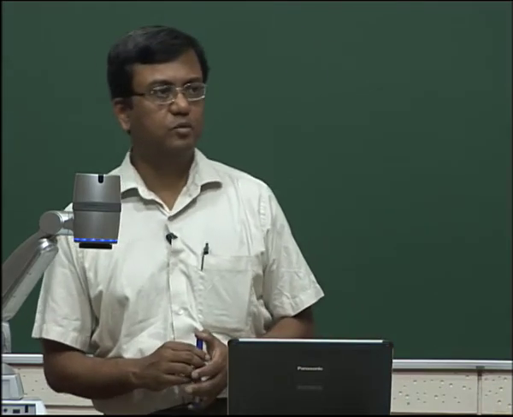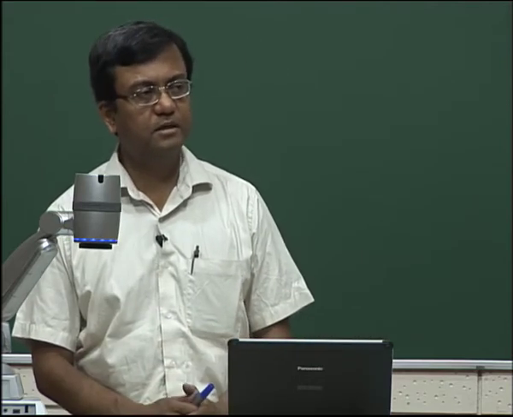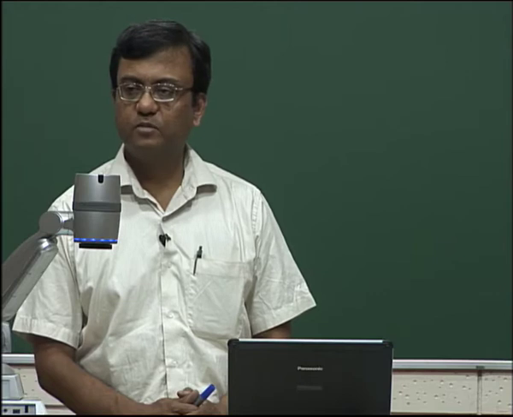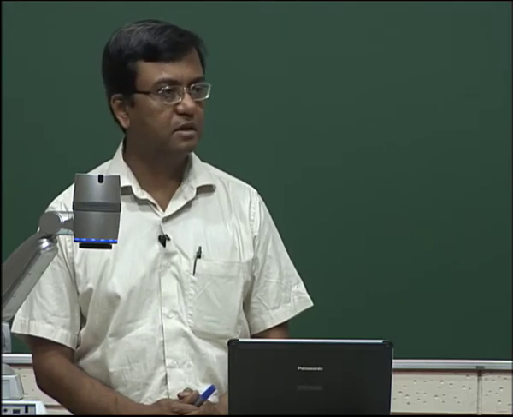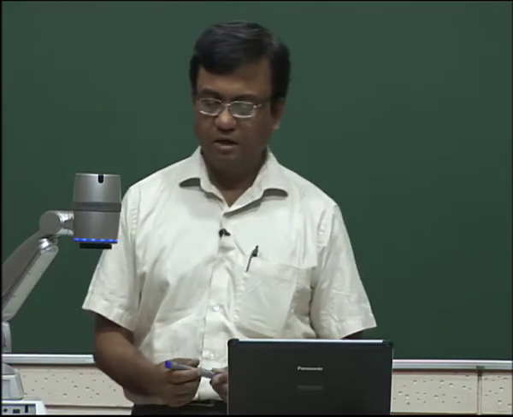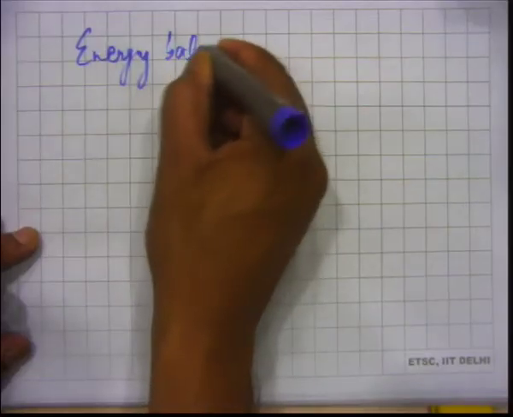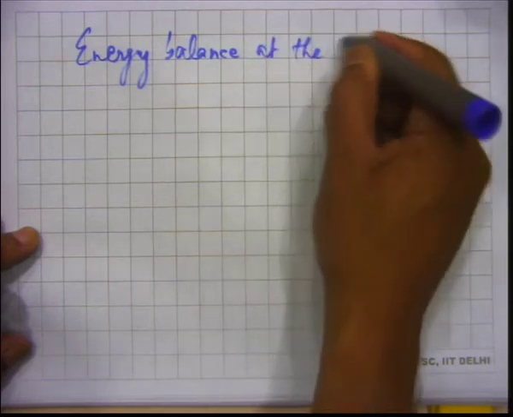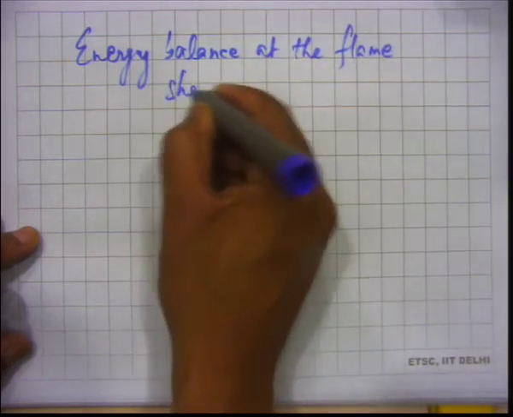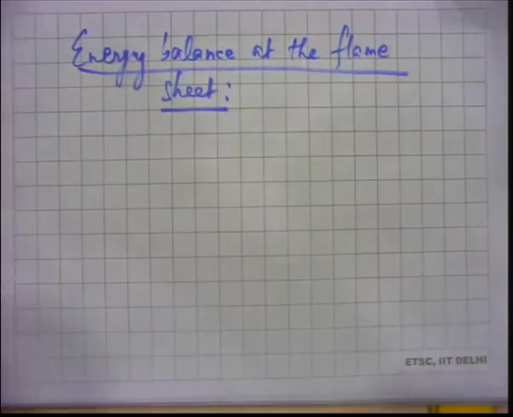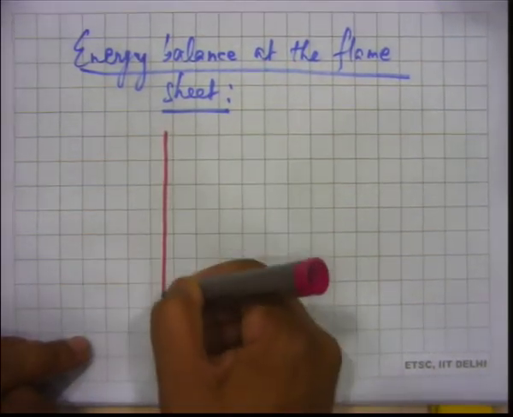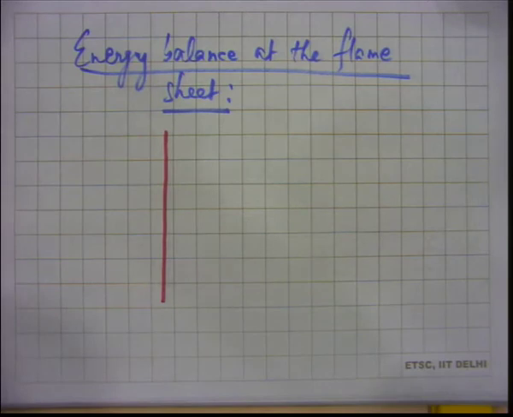And what else do we have? We have done the energy balance at the droplet surface. We have got the fuel mass fraction profile in the inner region. We have got the oxidizer mass fraction in the outer region. And we can do one more thing. We can do an energy balance at the flame sheet. Energy balance at the flame sheet. So, let us see. So, we will think in terms of this particular picture.